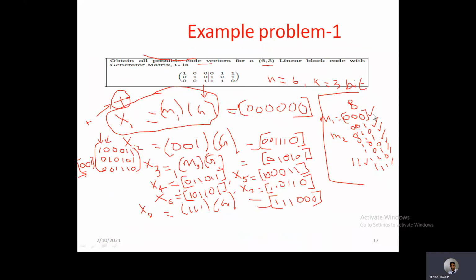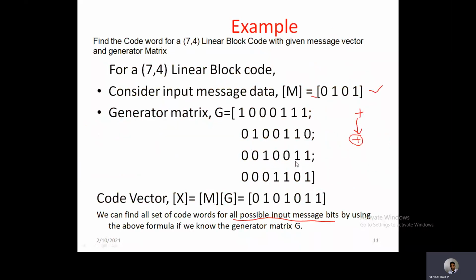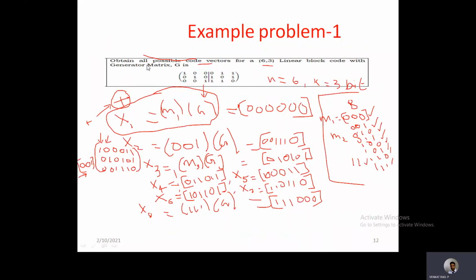For each of these 8 combinations, let us call them m1, m2 and so on, if you apply the same formula, you will get 8 possible code words. That is what they ask for: obtain all possible code words or code vectors. For example, the first code vector is x1 equal to m1 into g, where m1 is the first possible representation of message bits, that is 0 0 0. When 0 0 0 is multiplied with this generator matrix, it will automatically be all zeros.